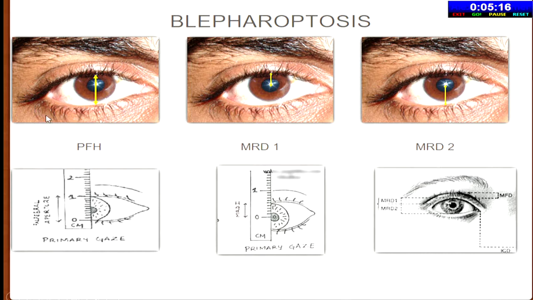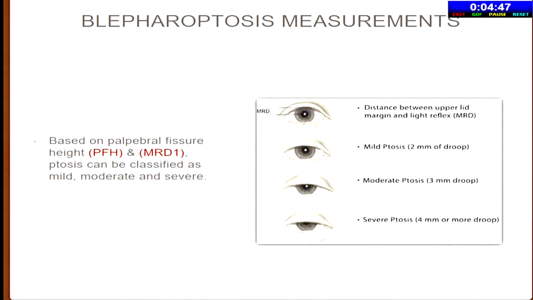So first is the palpebral fissure height examination. This is the distance between the central upper lid margin and the lower lid with the patient looking straight ahead. This will be around 9 to 10 millimeters. And margin reflex distance, MRD1, is from the corneal reflex to the central upper lid margin, and MRD2 is from the corneal reflex to the central lower lid margin. And this is normally 4 to 4.5 in Indian patients.